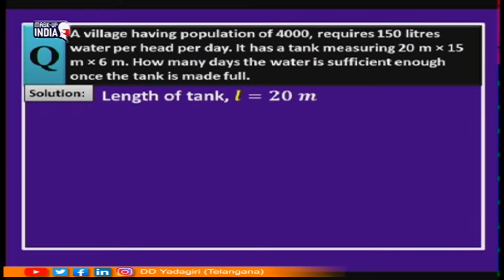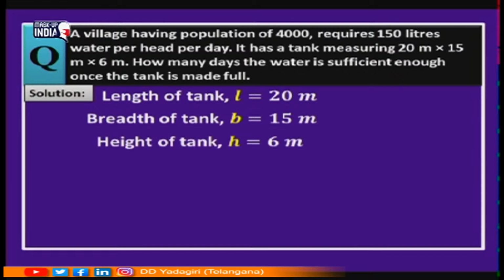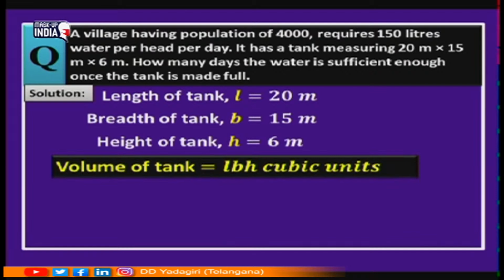So, again what is given, children, here? A tank is given whose length, breadth and height are also given, that is, length is 20 meters, the breadth of the tank is 15 meters, and the height of the tank is 6 meters. So, let us find the volume of the tank, that is given by LBH cubic units. Let us apply the formula, children, with all these values. So, we get 20 into 15 into 6.